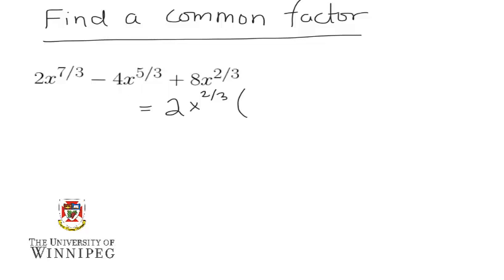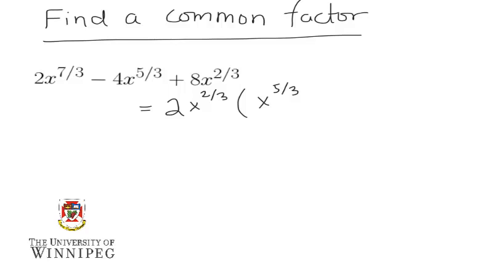So let's go ahead and finish this up. If we factor out 2x to the 2 over 3 from our first term, we should be left with x to the 5 over 3. Now why is this? Well, that's because when we multiply these two terms, we're going to add our exponents together. 2 over 3 plus 5 over 3 is equal to 7 over 3.